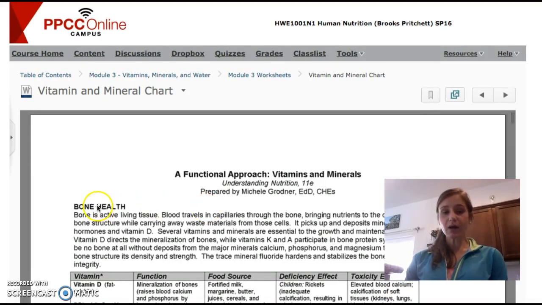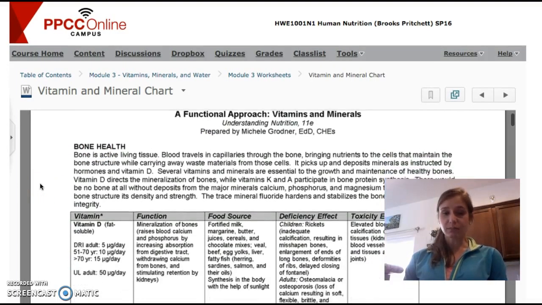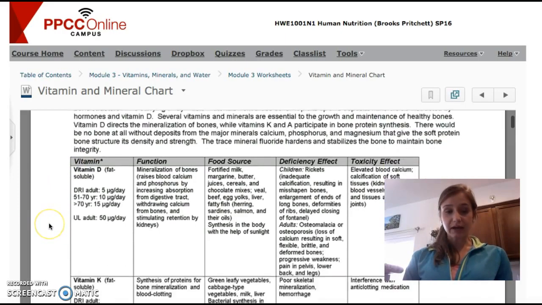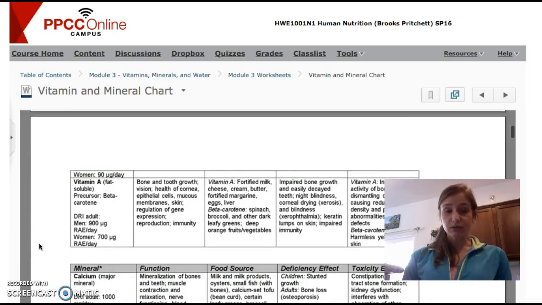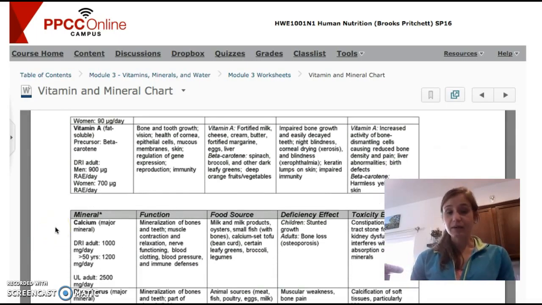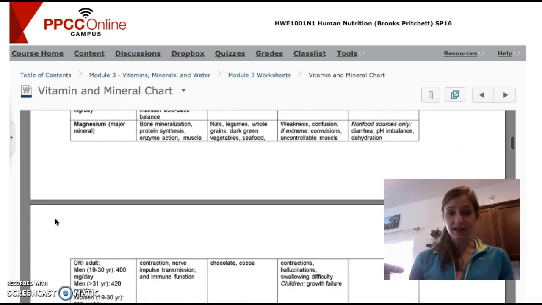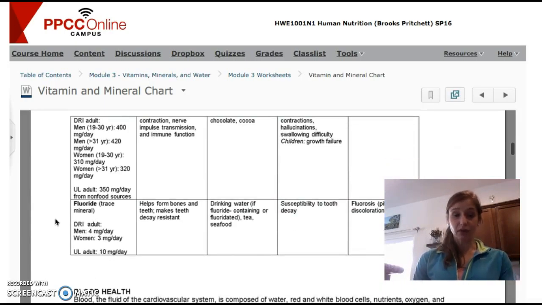But what I like about this chart right here, this functional approach to vitamins and minerals, is that it groups vitamins and minerals according to their function in the body. So for example, if you're worried about your bone health, what are those nutrients that you might want to pay closer attention to? On this chart, we've got, first of all, vitamin D, vitamin K, and as we scroll down further, vitamin A, and then we get into the minerals: calcium, obviously, phosphorus, magnesium, and fluoride as well.